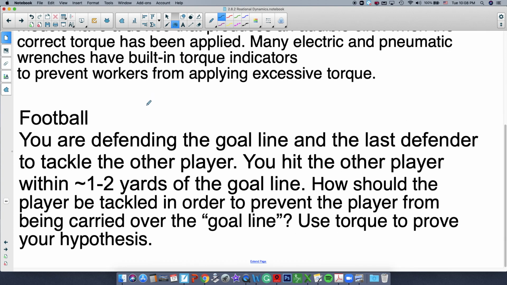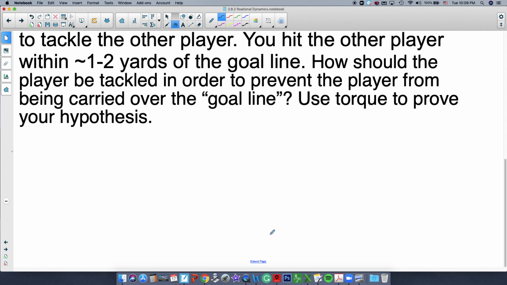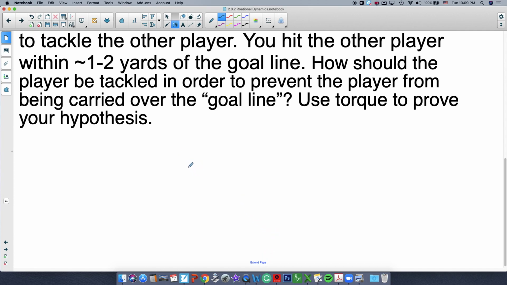All right, here's another one. So here's something to think about. You're defending the goal line and the last defender to tackle the other player. You hit the other player within 1 to 2 yards of the goal line. How should the player be tackled in order to prevent the player from being carried over the goal line? So let's see how well I can draw my football players here. All right, so this is the guy carrying the ball going that way. We got our defender. Okay, let's give him some pads here.